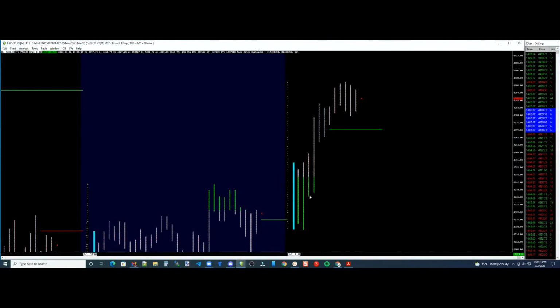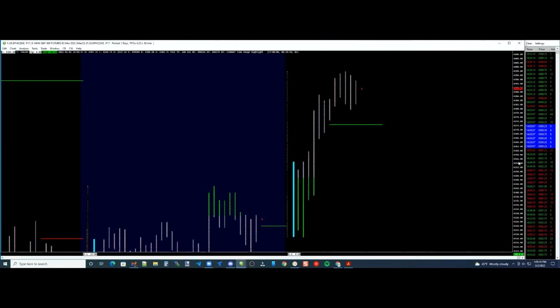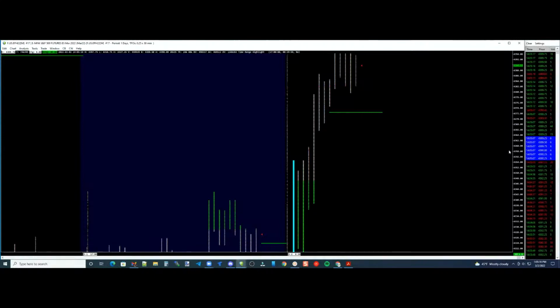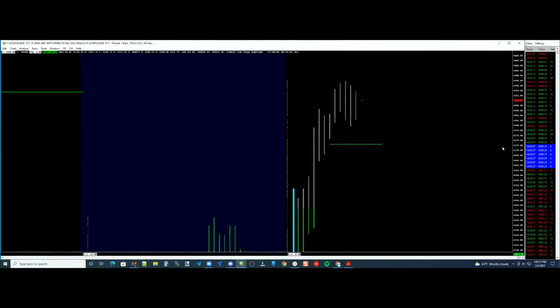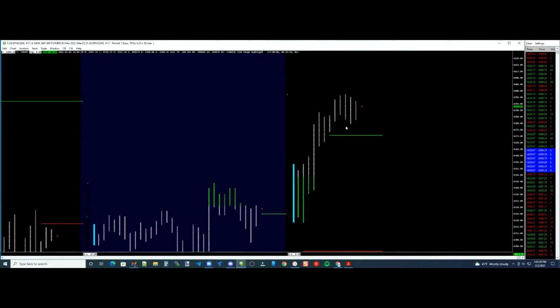It's context. For example, today's a trend day. We left behind single prints. A lot of people ask, what are single prints? These are single prints right here. How do you identify single prints? They're single TPOs. Very easy to see on a market profile, not so easy to see on a 30-minute candlestick chart.